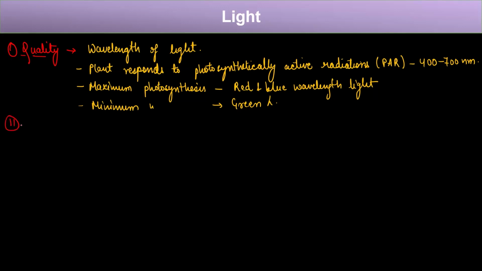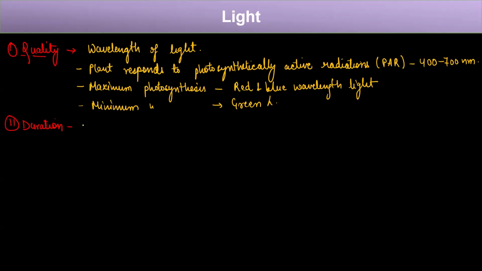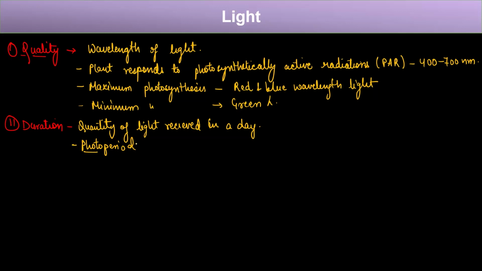Now the second parameter of light is duration. In a day, how much light is a plant receiving? So duration is the amount or quantity of light received by the plant in a day. This is also known as photoperiod. Photo means light, so light period: for how much time the light is received by the plant.